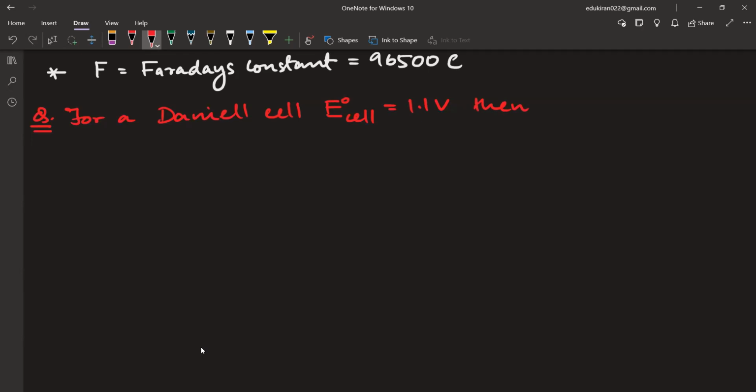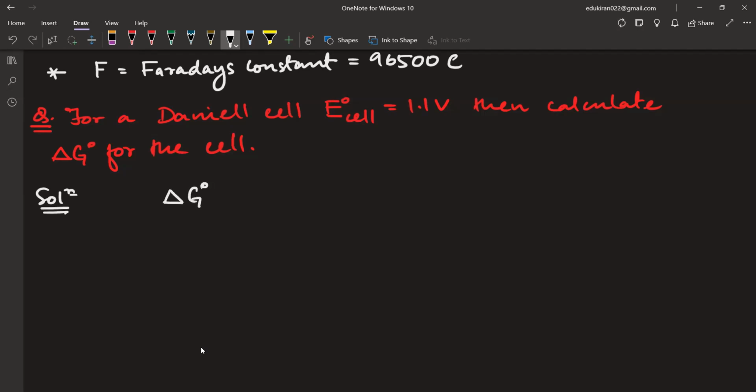Then calculate delta G naught for the cell, or they can also write for the reaction, and they will show you the reaction, right? But for Daniel cell, we know that Daniel cell is the copper zinc couple, right? Copper zinc couple. So we'll write the solution as delta G naught is equal to minus NF E naught of cell.